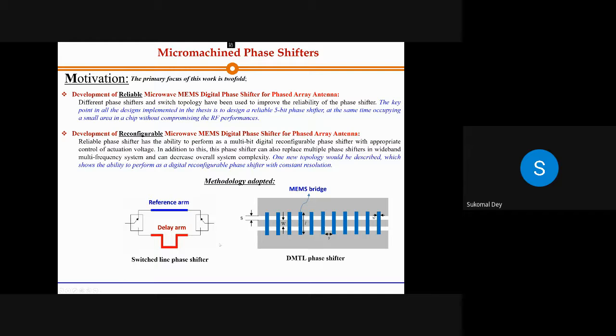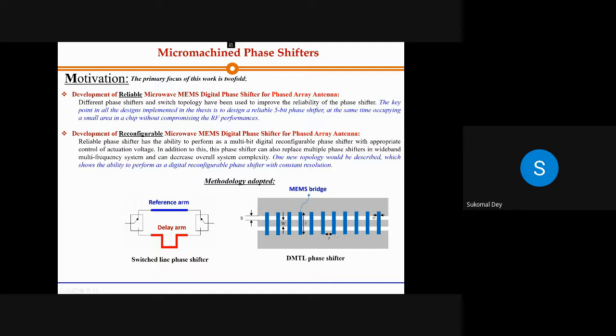The first one, the switched line phase shifter, I discussed. The second category is called the distributed MEMS transmission line. What happens here? You have a CPW line. You take the CPW line impedance of 70 ohm. Yes, I repeat, 70 ohm. And then you add some kind of capacitor. All the blue lines are the capacitors. You are loading the line with capacitors.